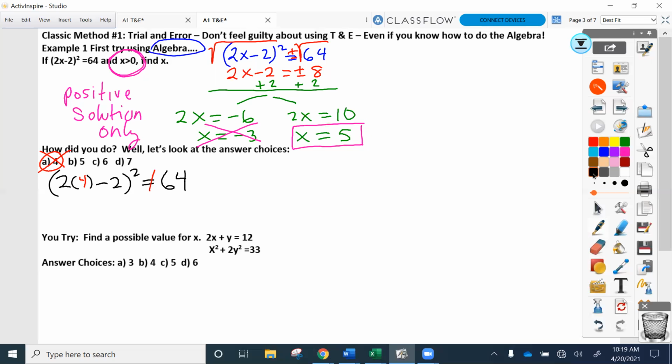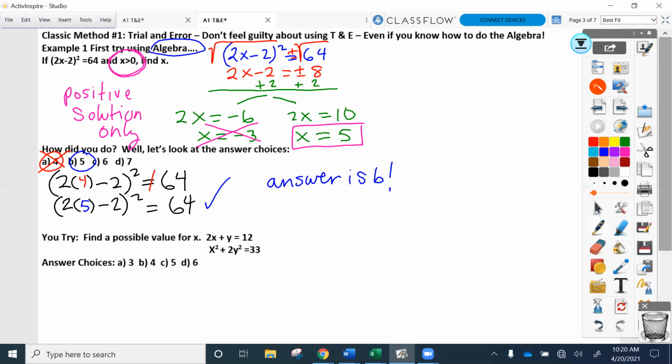All right, let's try the next answer. 2x minus 2 quantity squared, does that equal 64? This time we're going to try the option 5. So 2 times 5 is 10. 10 minus 2 is 8. 8 squared is equal to 64. So we have our answer. And you're done. And if you compare the amount of writing algebraically to what you just did by checking the answers, this is a better way to go for this test.